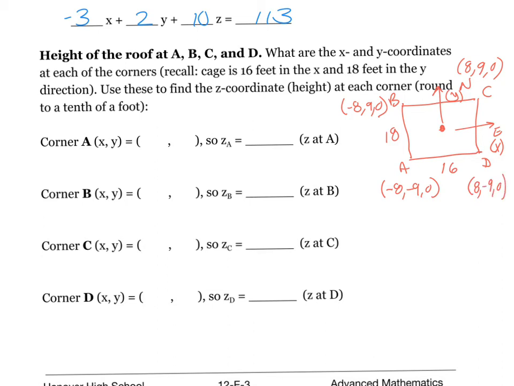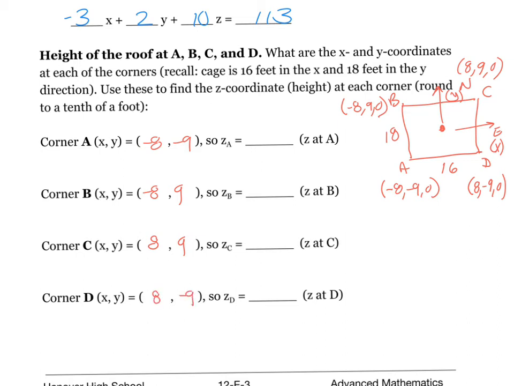All right. And over here on the left, I'm going to basically fill that information again. And at this point, I'm really only looking at the x and y coordinates. So the x and y coordinates for corner A are -8, -9. For B, it's -8, +9. For C, it's 8 and 9. And for D, it's 8 and -9.